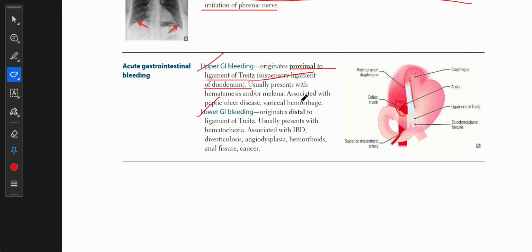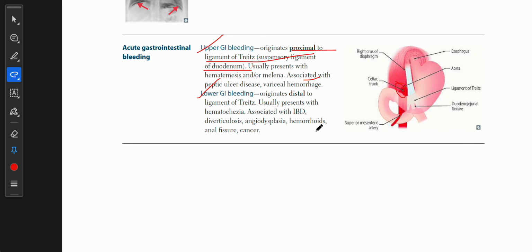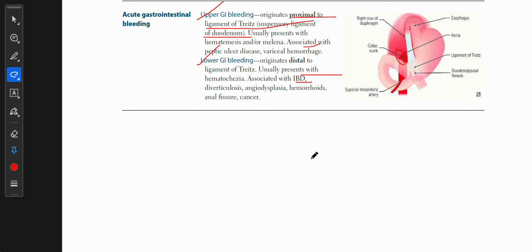It usually presents with hematemesis or melena. It is associated with peptic ulcer disease and variceal hemorrhage, right? In lower GI bleeding, it originates distal to the ligament of Treitz, and usually presents with hematochezia, and is also associated with IBD, diverticulitis, angiodysplasia, hemorrhoids, fissure and cancer. That is how acute gastrointestinal bleeding occurs.